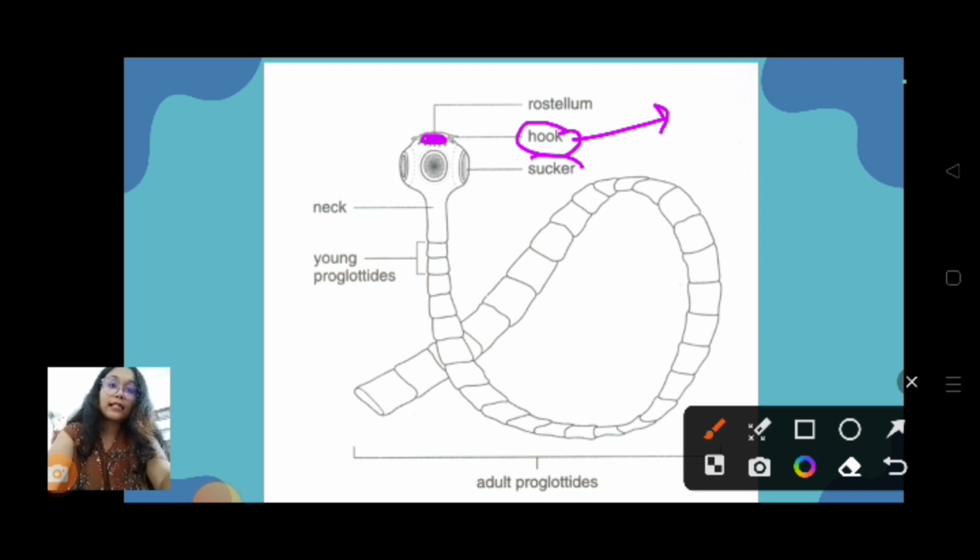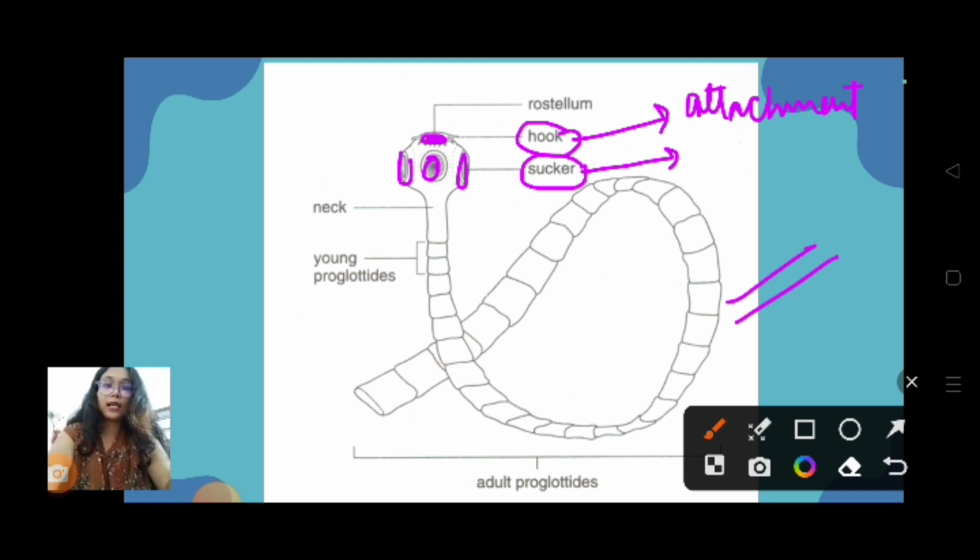Okay, then there is a sucker. So this structure is the sucker. So what is the role of the sucker? Suckers are used to take the nutrients from the host body. They suck the nutrients. Therefore, they are known as suckers. Okay. Hooks are used for the attachment to the host body, and suckers are helpful in taking the nutrients from the host body. Is it clear about hooks and suckers?